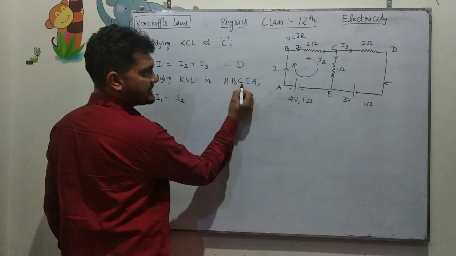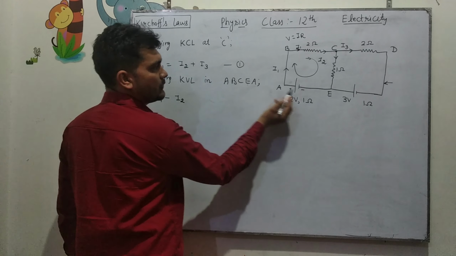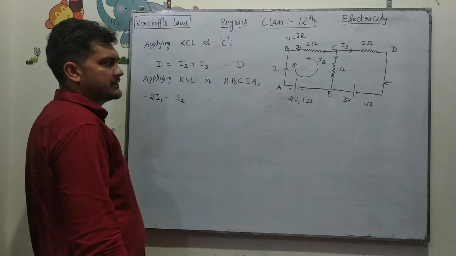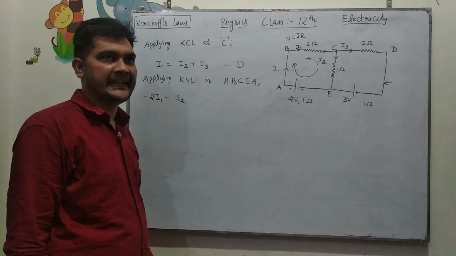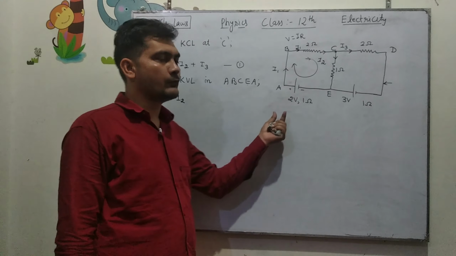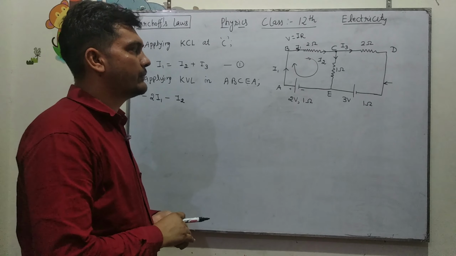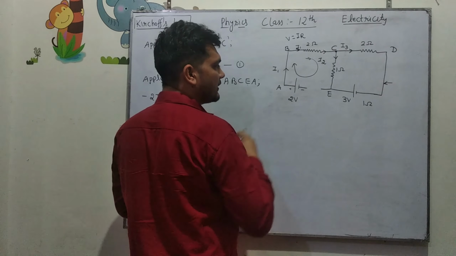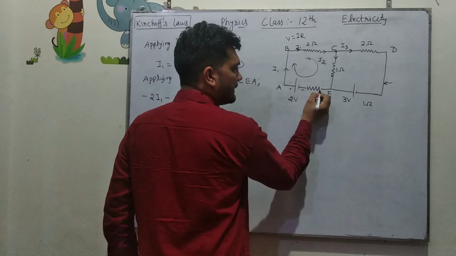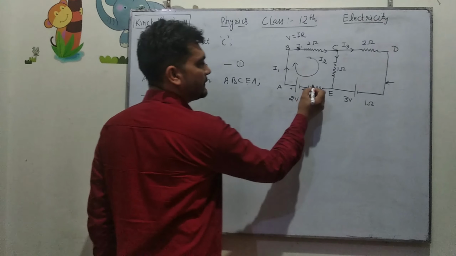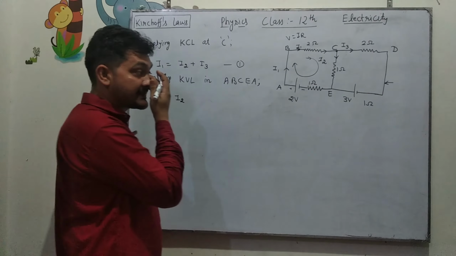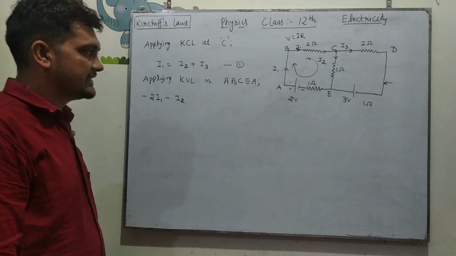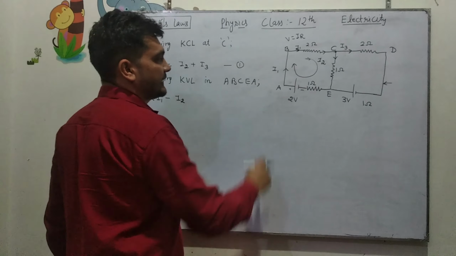Now, the loop direction is E to A. We are moving from E to A. Dear students, there is a cell in this branch and the cell has EMF 2 volt and a resistance of 1 ohm. So, if I represent the internal resistance of 1 ohm in the symbolic form, then this is 1 ohm internal resistance. Then some potential is dropped across this 1 ohm resistance also. This is the internal resistance of this battery.